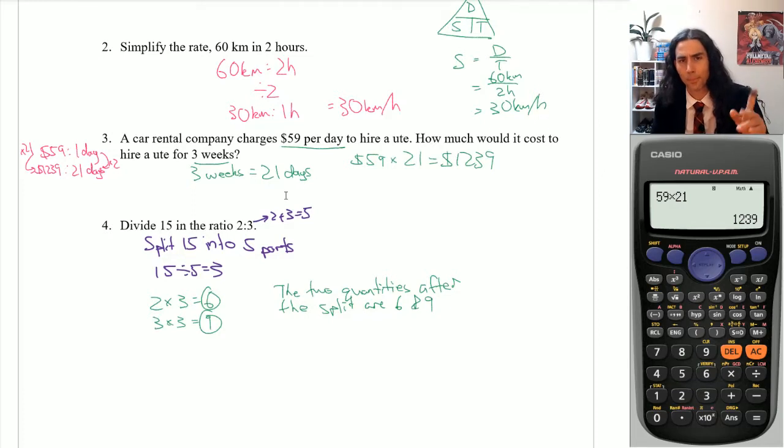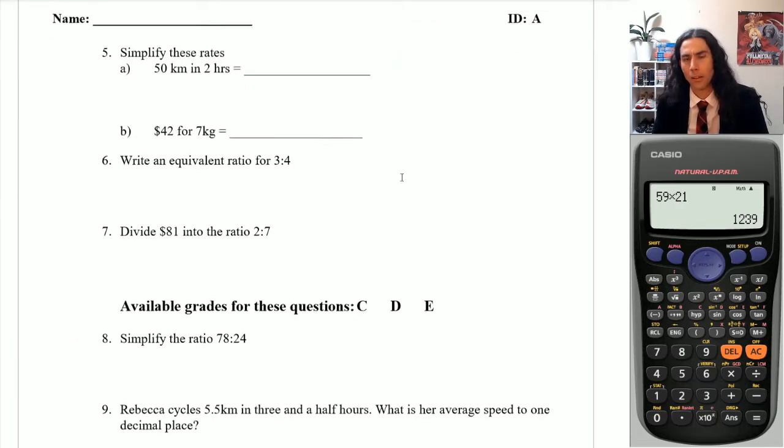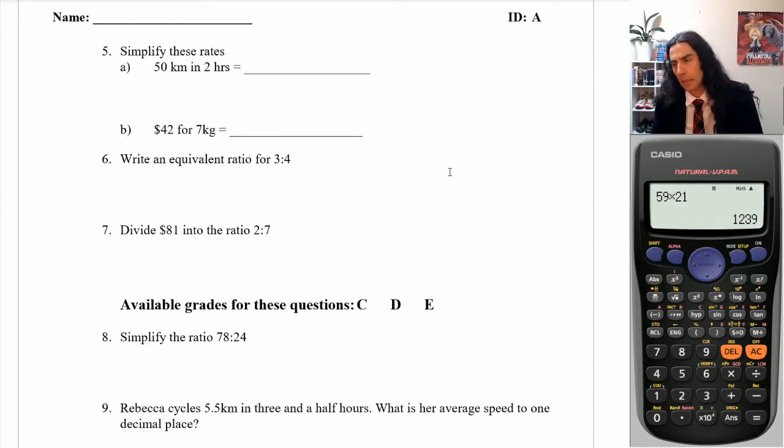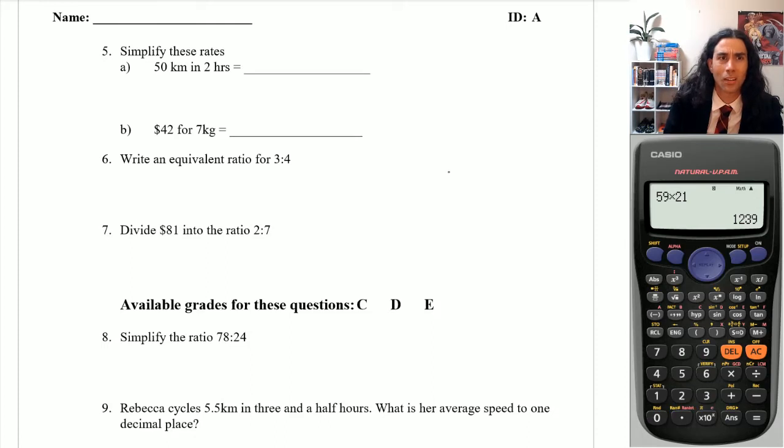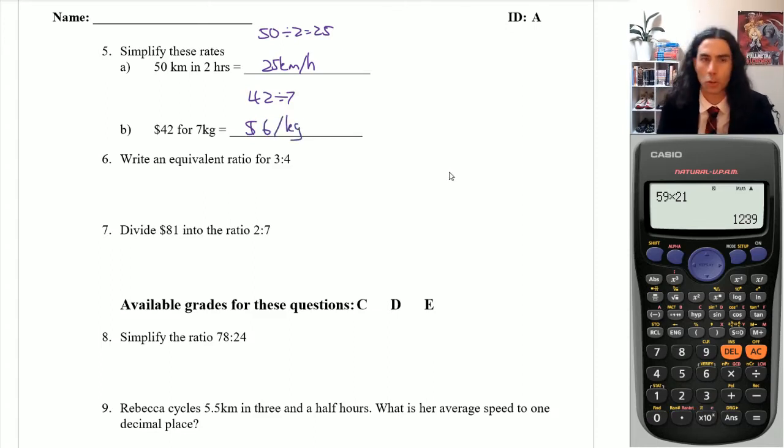Scrolling down. All right. I'm going to do this one in 5. Simplify these rates. Just divide 50 by 2, 25, so it's 25 kilometers per hour. And this 42 divided by 7, it's $6 a kilo. You do need the units. If you don't have the units, you won't get it.